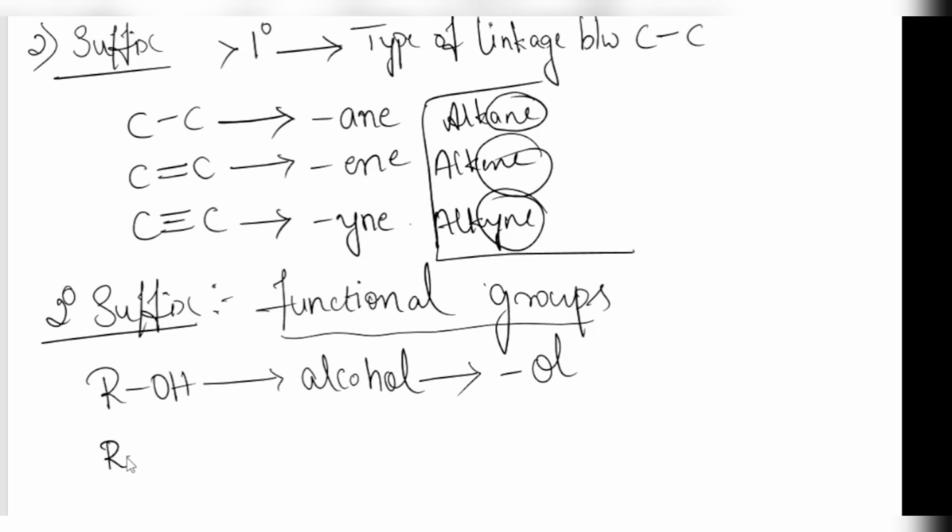Suppose it is R and SH is there, what is this functional group called? This is thiol, correct? And what is the secondary suffix for this? This is thiol only. We will write it as thiol.